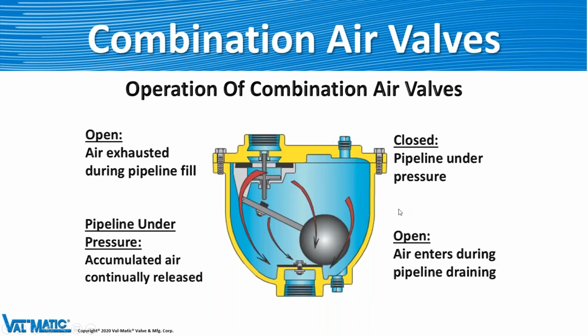And then last but not least, if for some reason the pipeline drains, there's a failure, or something happens, that main seat or piston will fall and let all the air back in. So you don't get that vacuum effect.